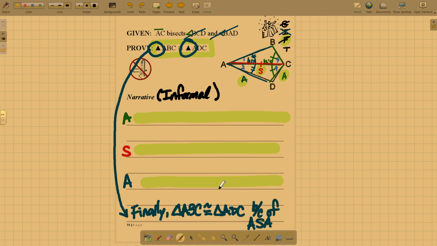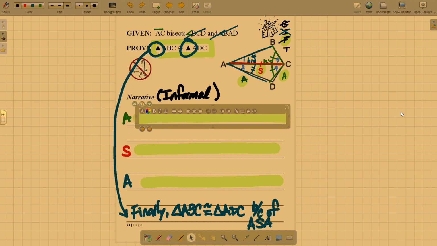Alrighty, students, let's see here. Check your work with mine. See if you are close in the way that you phrased it. Make sure you have all the details here. We're going to start with that angle right there.